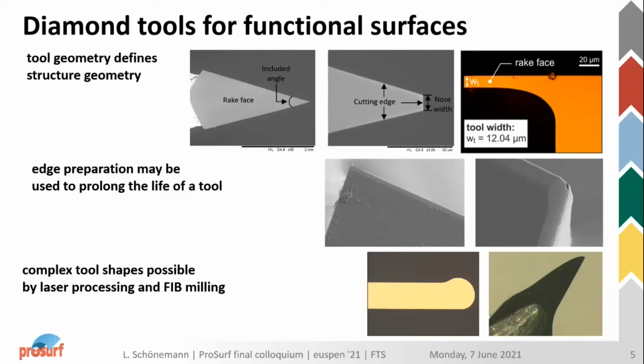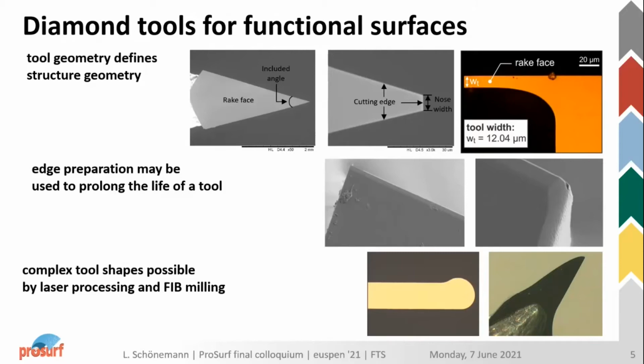You see that these tools are quite delicate, and as you might imagine, they need to be handled with a lot of care. There are some possibilities to extend the robustness of these tools by using, for example, edge preparation techniques, where we deliberately round off the cutting edge of the tool and can actually prolong the tool life with this, because the rounded cutting edge is not that much affected by chipping and so on.